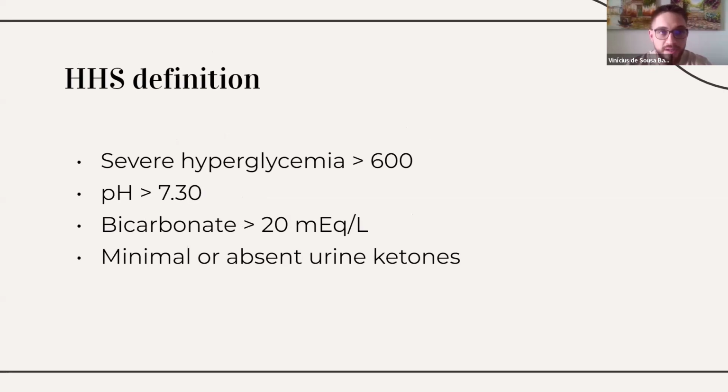On the contrary, in the HHS definition, you have a severe hyperglycemia with more than 600. The pH is not so low. You can have a pH that is almost on the limit of normal. The bicarbonate here, that is the topic that I was talking about two slides ago, is mildly low or normal, and there are mild, minimal, or absent urine ketones.